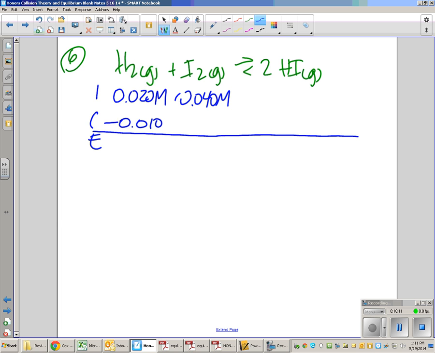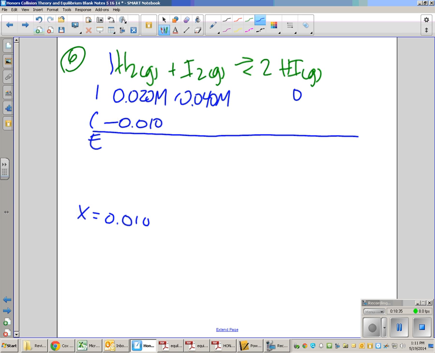Alright, so we've officially said we know what X is, right? Because if you didn't know the change, you'd have to call it 1X because of the 1 coefficient up here. So we know that X is equal to 0.01 because that's the same as what we subtracted. So let's go ahead and fill in the X's all the way across and then we'll do equilibrium. What do we start with here? 0.